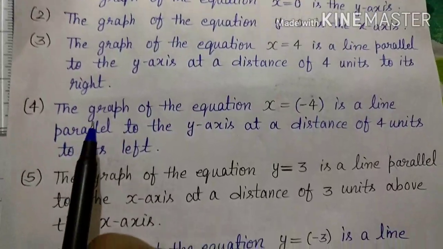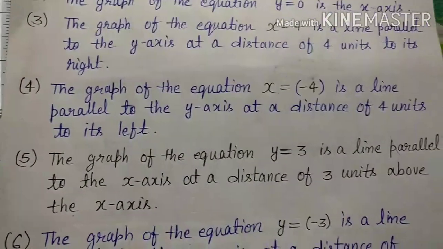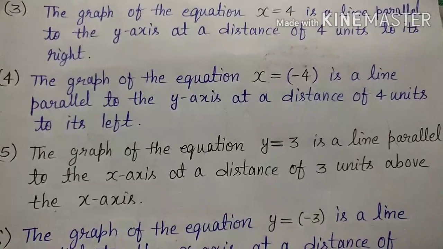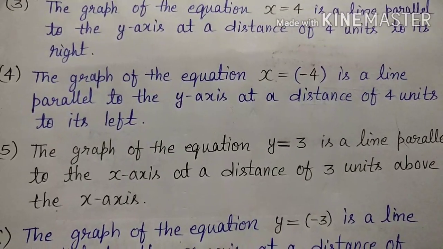Then the fourth point comes, the graph of the equation x equals minus 4 is a line parallel to the y-axis at a distance of 4 units to its left.